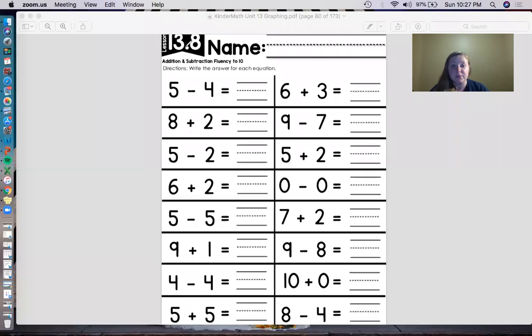So let's review the symbols one more time. What is this symbol called right here? That is a minus sign. We use a minus sign for subtraction, which remember, the number gets smaller. And remember, there are 3 different ways to show subtraction. The first one being drawing a picture. The second one is using objects and taking some away. And the third one is using our fingers.